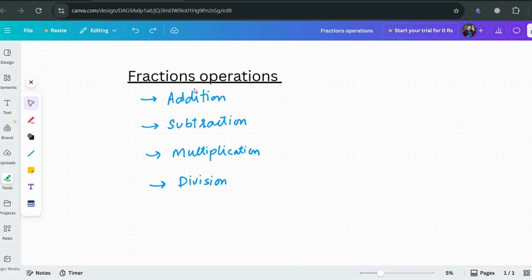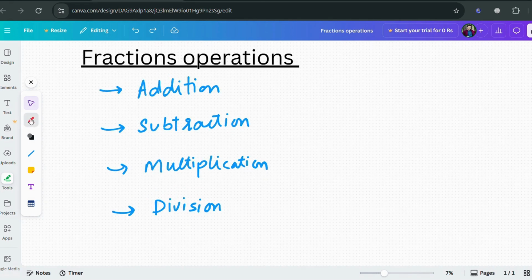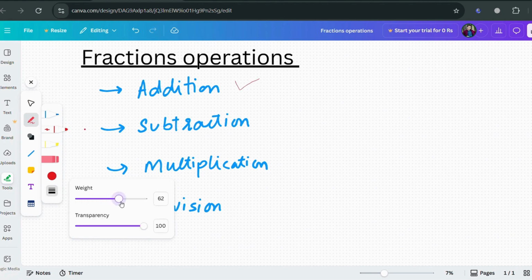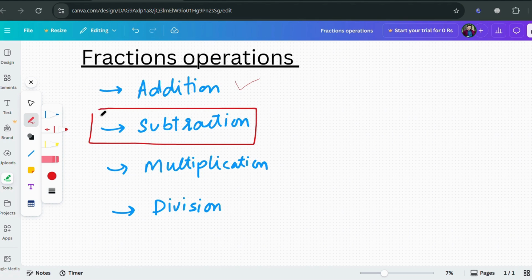If you remember, last time we were working on a topic called addition of fractions. We covered that topic already, and if you want the link of that video, I will provide it in the description of this video, so you can go ahead and watch that video. About today's lesson, we will be covering subtraction of fractions.